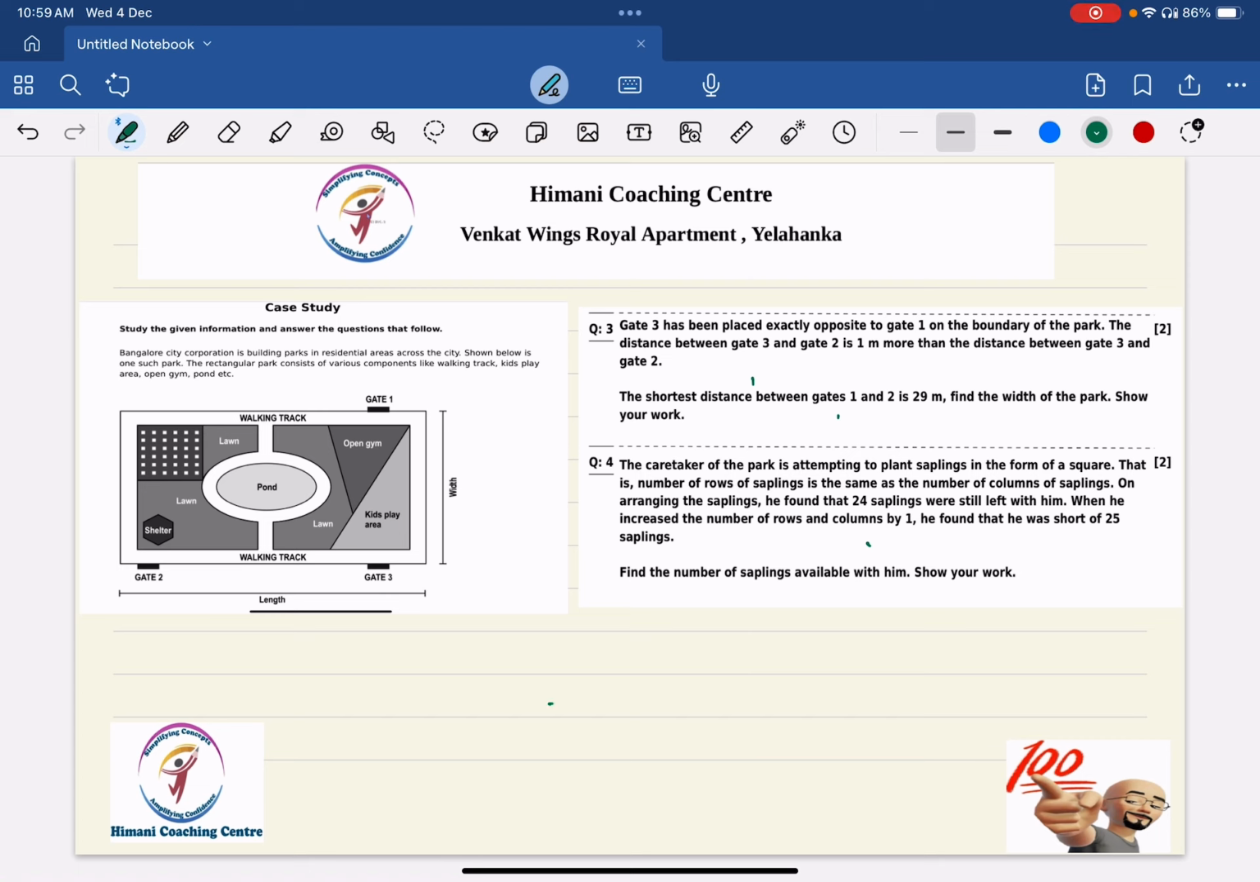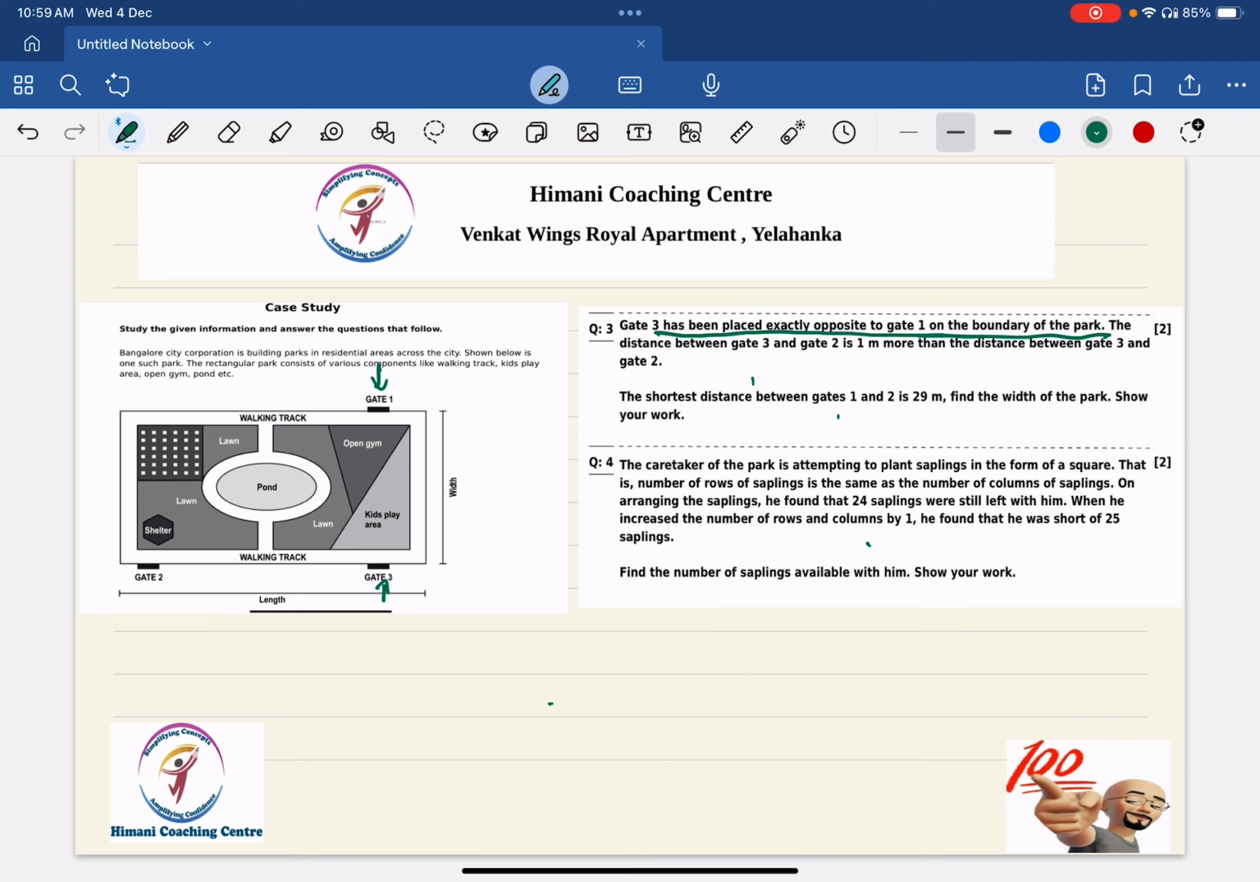It says Bangalore City Corporation is building parks in residential areas across the city. Shown below is one such park. The rectangular park consists of various components like walking track, kids play area, open gym, etc., which is given now. Now read the question here. The question says gate 3 has been placed exactly opposite to gate 1 on the boundary of the park. So this is gate 1, this is gate 3. They are exactly opposite to each other.